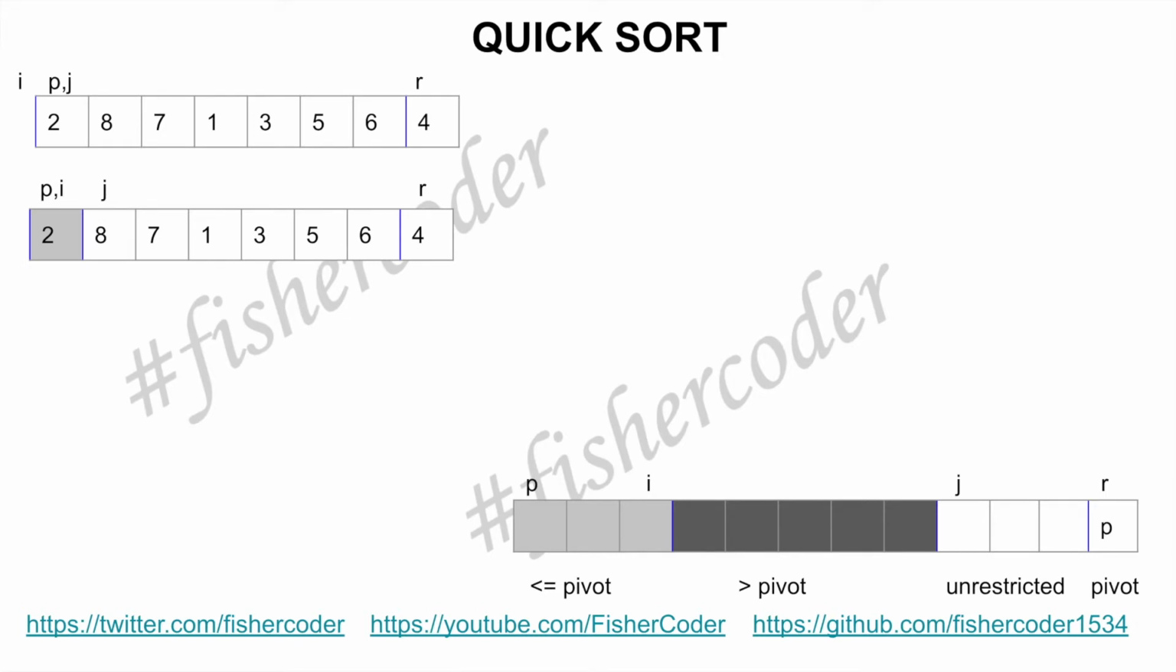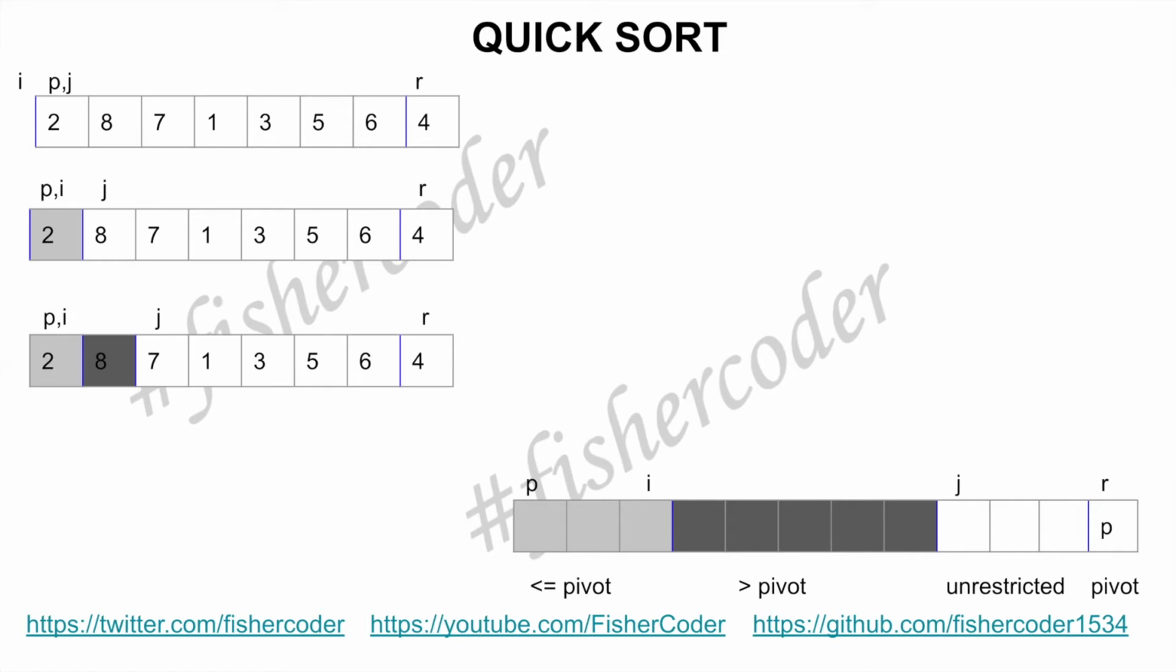Second step, the element with value 2 is swapped with itself and put into the first partition of the smaller values, right? Because the pivot value is 4. 2 is actually smaller than 4. So 2 is going to be swapped with itself. So 2 is in the first partition now. Next step, we found 8. 8 is greater than 4. So we put 8 into the second partition. All right, then we'll continue.